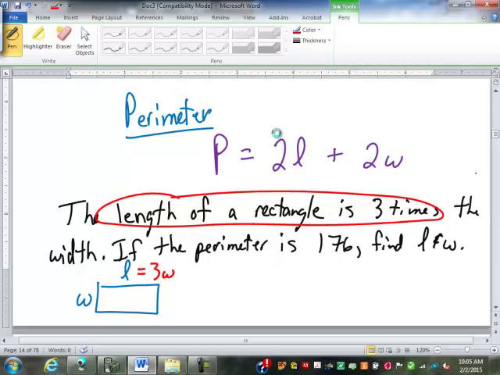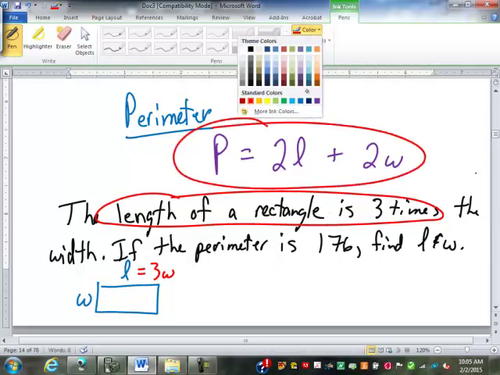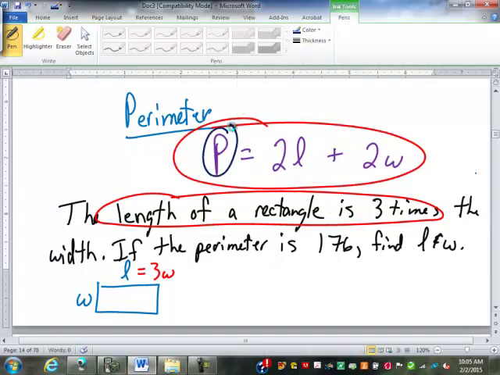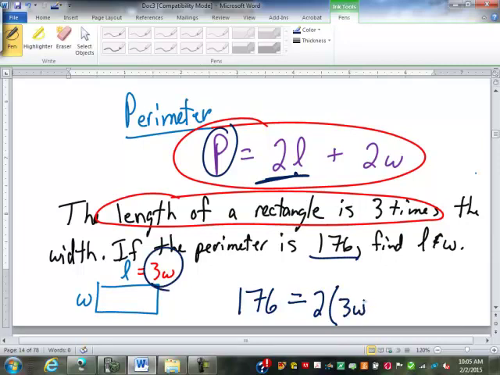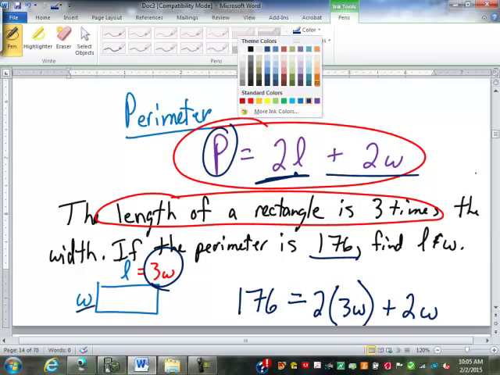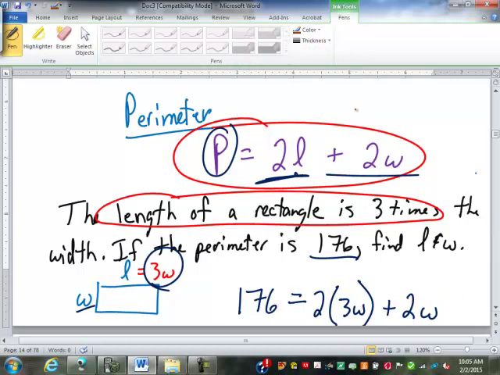Now, I go to this formula here, and I'm going to replace it with information that I have. I know that P stands for perimeter, which is 176, equals 2 times L is going to become 2 times the length, which is 3W, plus 2W. Do I have another way of writing W? No, it's just W for now. Now I solve that equation, I will find W, and then I can go from there.